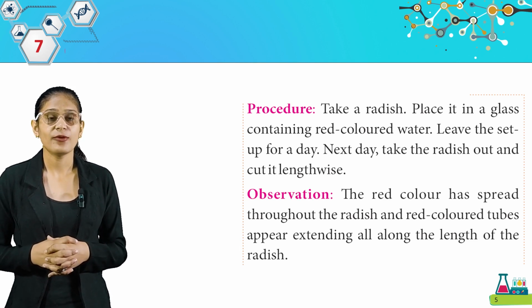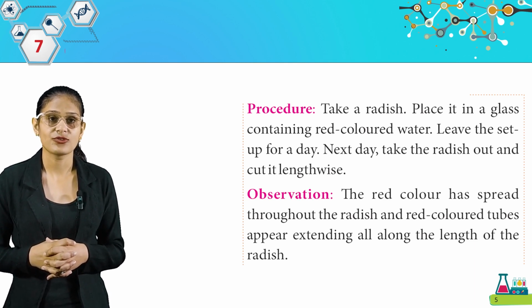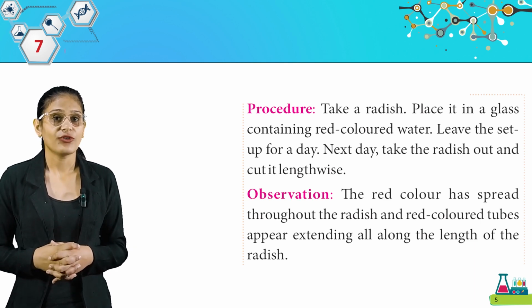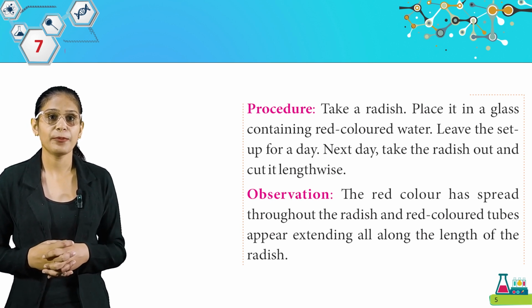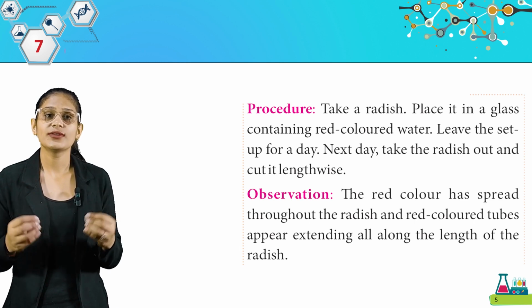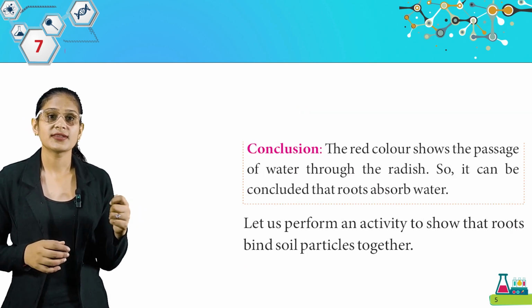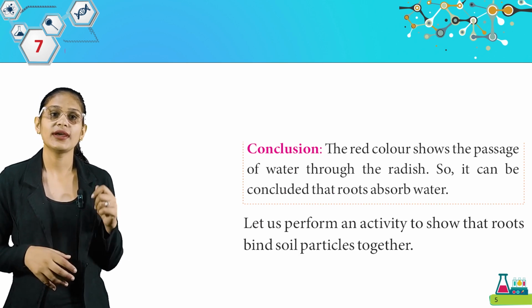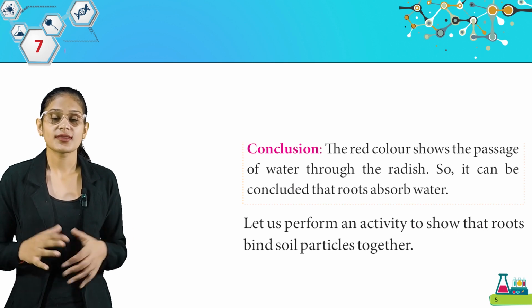Leave the setup for a day. Next day, take the radish out and cut it lengthwise. Observation: the red color has spread throughout the radish and red colored tubes appear extending all along the length of the radish. Conclusion: the red color shows the passage of water through the radish, so it can be concluded that root absorbs water. So students, what is the meaning of this?